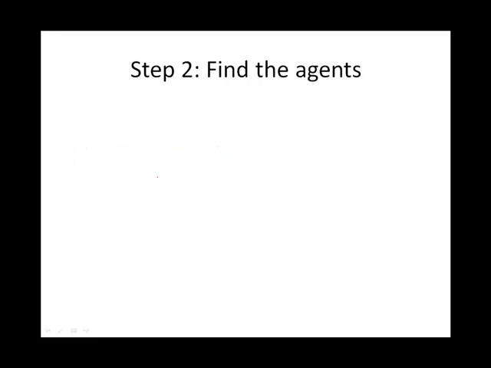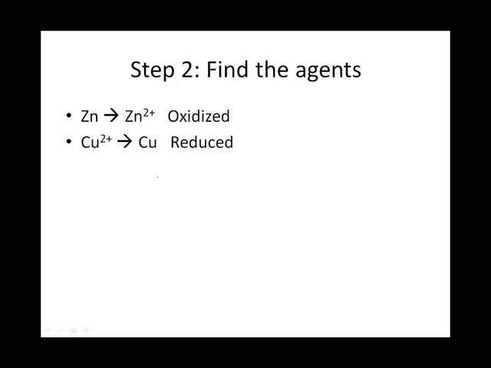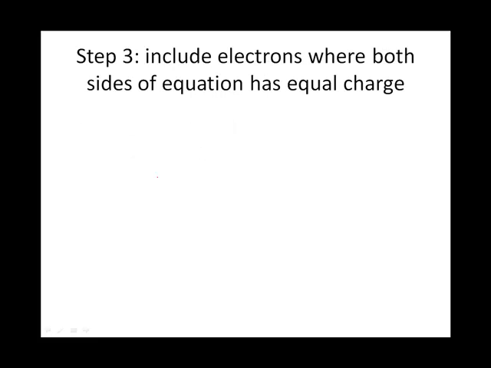Next step is to find out the agents. Well, we know Zn goes from 0 to +2, so therefore it's going up in charge, it's being oxidized. Cu is going from 2+ down to 0, so therefore it's being reduced. Next step is to include the electrons where both sides of the equation have equal charge.